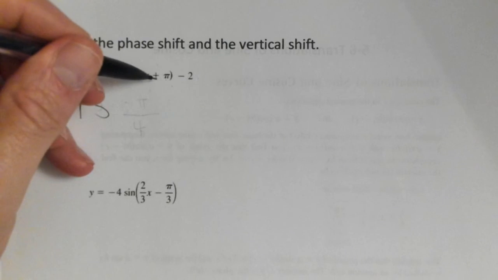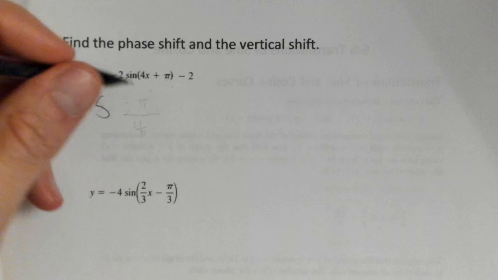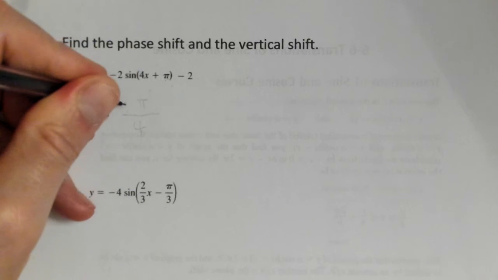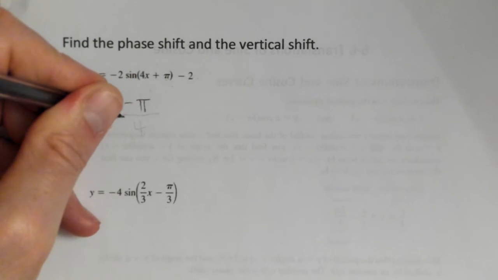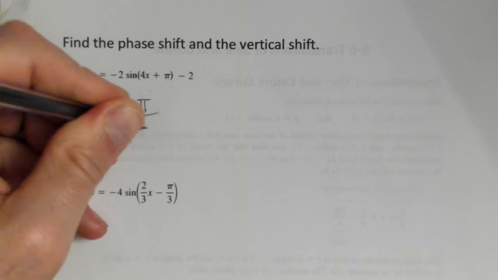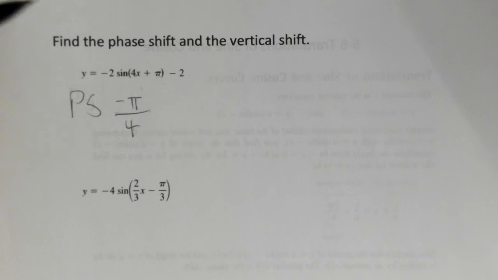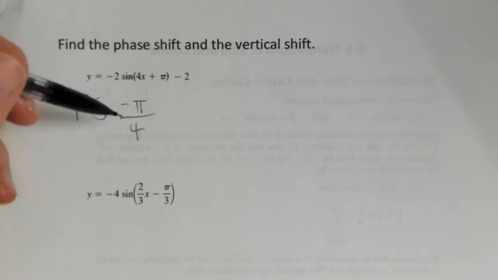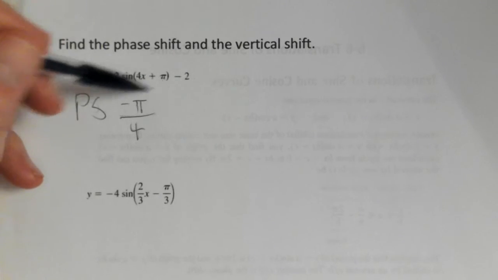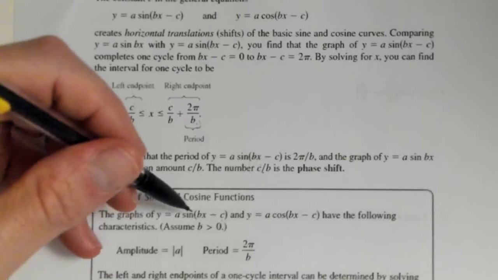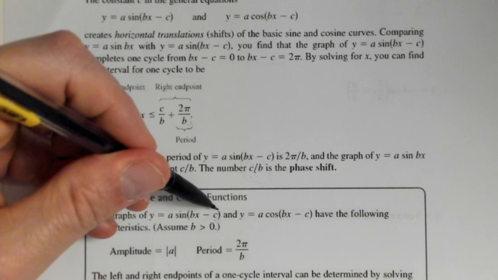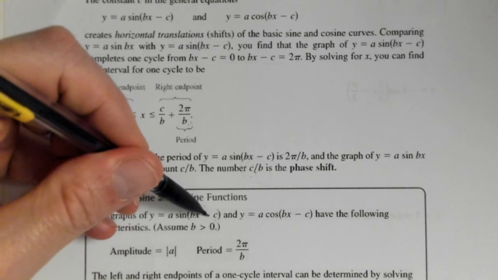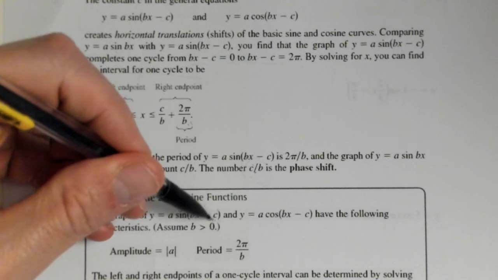For example, this is a plus pi, and so I'm going to change the sign of pi to minus pi. So that would be minus pi over my b value, which is 4. So c over b. The reason the value changes when you drop it into the formula is that the general form for this equation is bx minus c. So if there were a minus here, that's what the c would end up being.